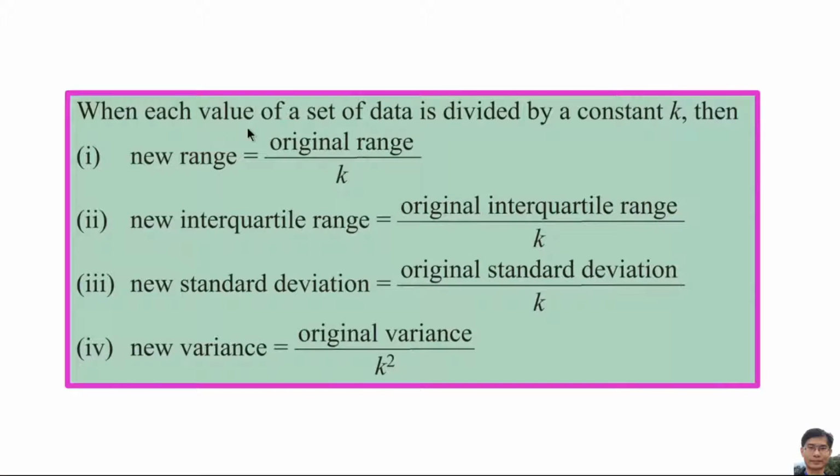So when each value of the set of data is divided by the constant k, new range equals original range per k, new interquartile range equals original interquartile range per k, new standard deviation equals original standard deviation per k, and lastly the new variance equals original variance per k squared.